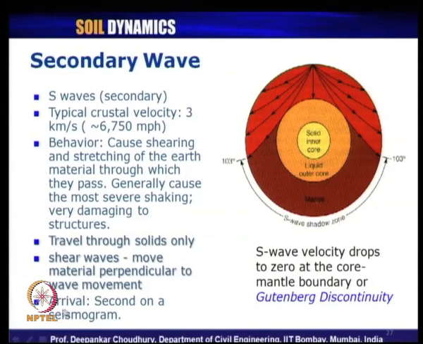And what is the arrival time of the secondary wave in a seismogram? It is the second wave that arrives at the seismogram. When an earthquake occurs, seismograms record different waves. The first arrival is the P wave because of its very high crustal velocity. The next higher velocity is the S wave, so the second arrival in the seismogram is the S wave.